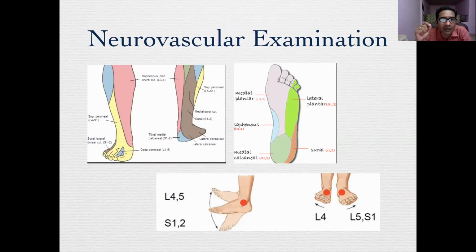In fact, a good sensory examination of the foot is the best way to localize the lesion. If it is the sole, then it is the tibial nerve. If it is both sole and dorsum, it is both of these. If it is the first web, it is the deep peroneal. If it is the rest of the foot, it is the superficial peroneal. So all these combinations you can do.